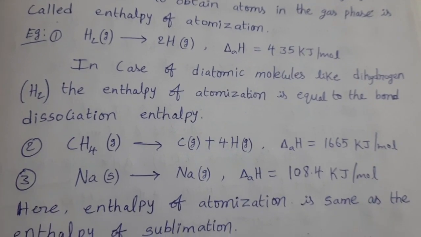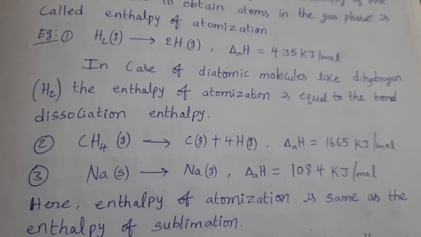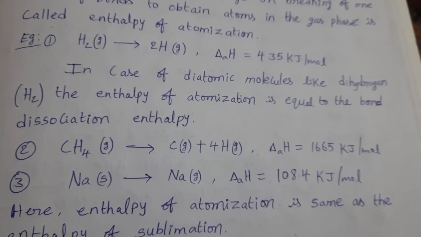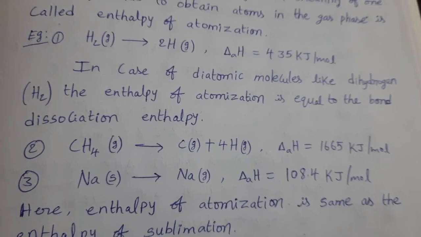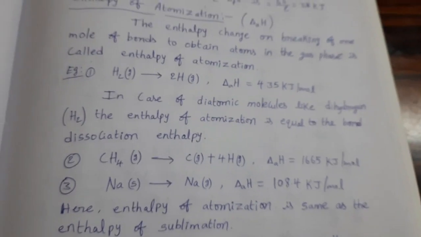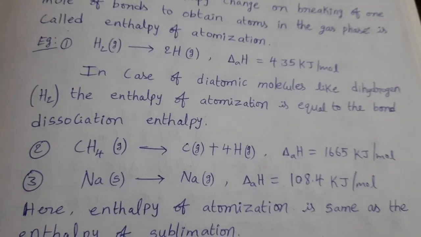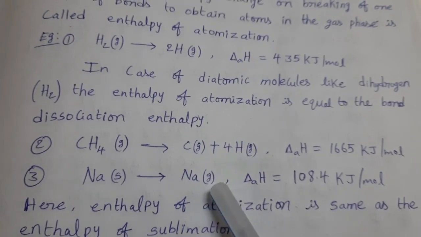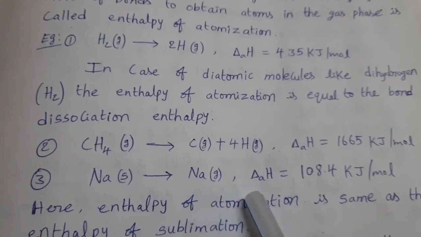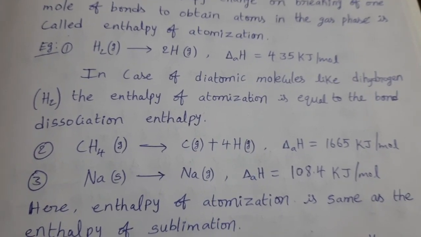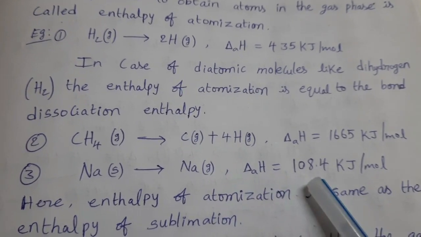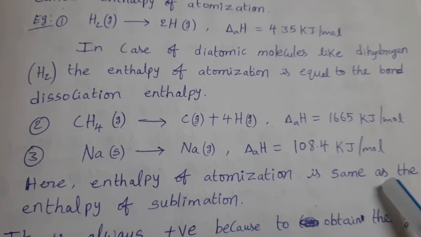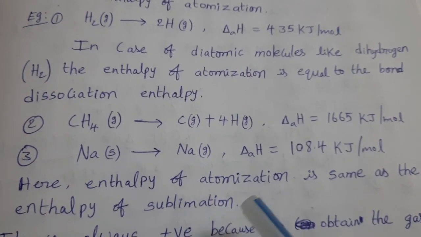Next, another example, CH4 gives rise to C plus 4H. For this methane molecule, enthalpy of atomization is 1665 kilojoule per mole. Next, sodium present in the solid state is converted to sodium gas. Solid changing to gaseous state, what is the process? Sublimation. So enthalpy of atomization equal to 108.4 kilojoule per mole. Here enthalpy of atomization is the same as the enthalpy of sublimation.